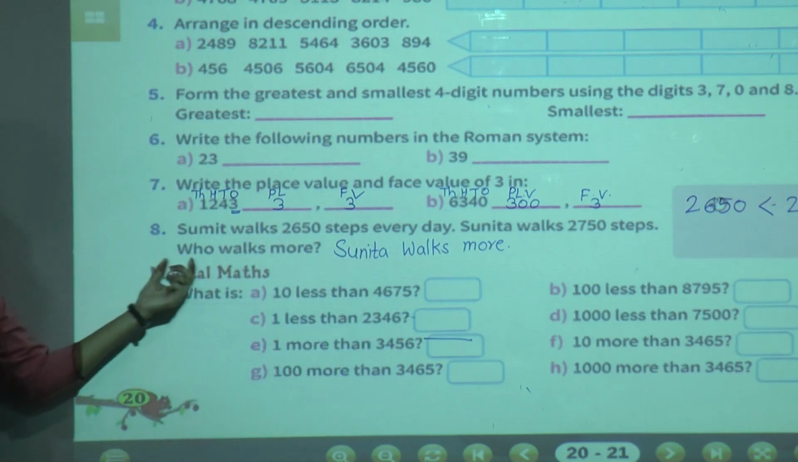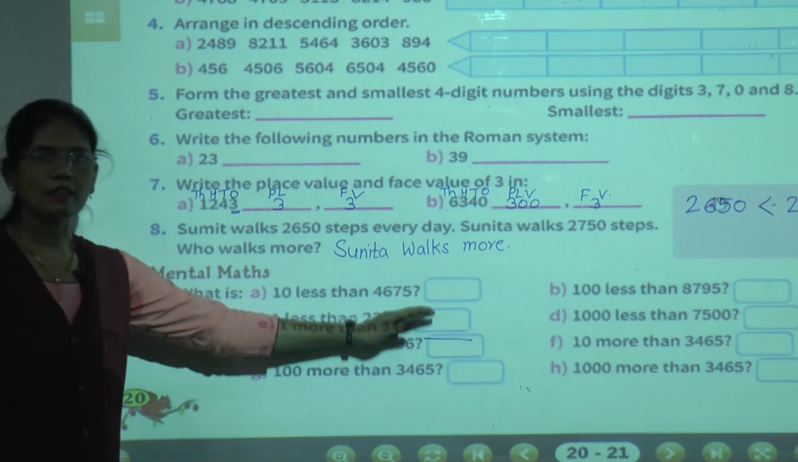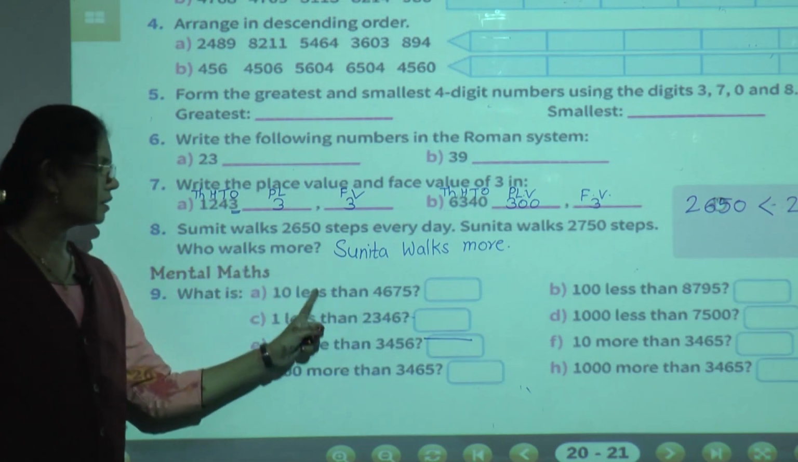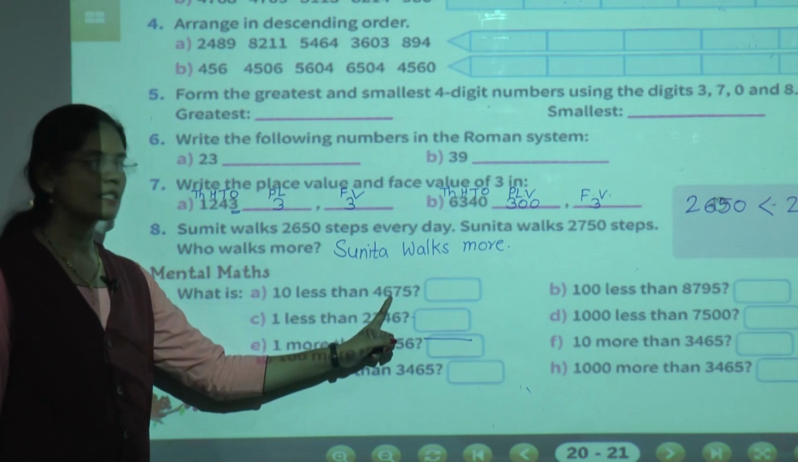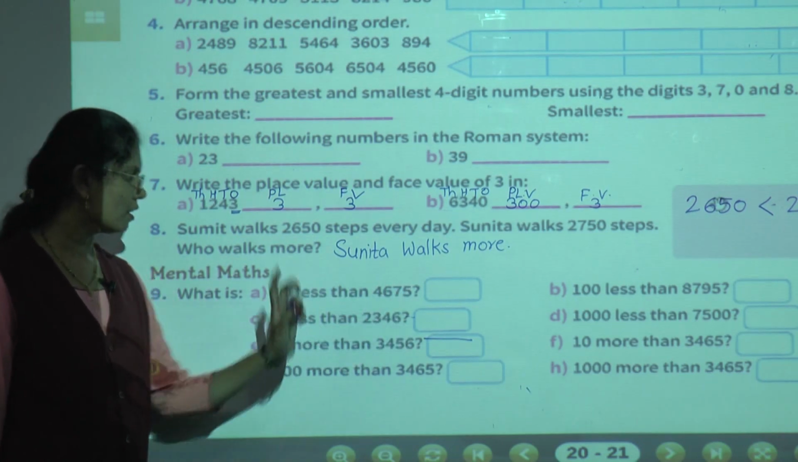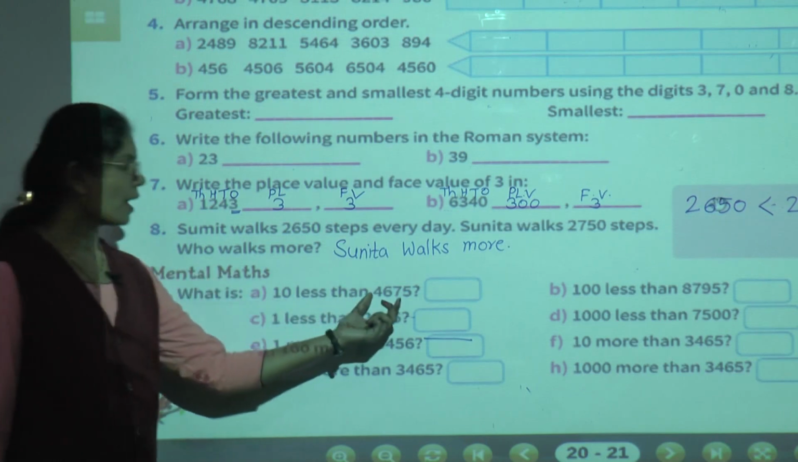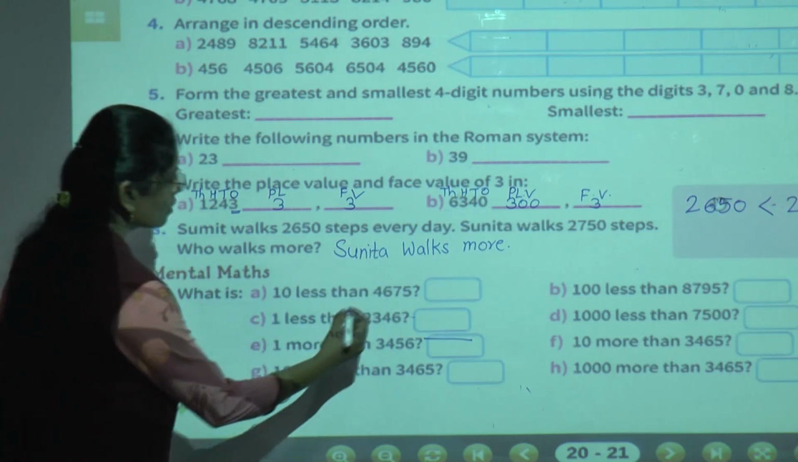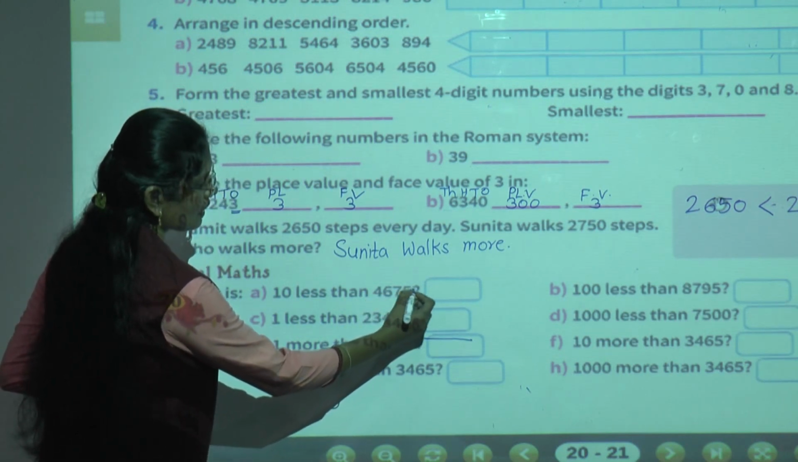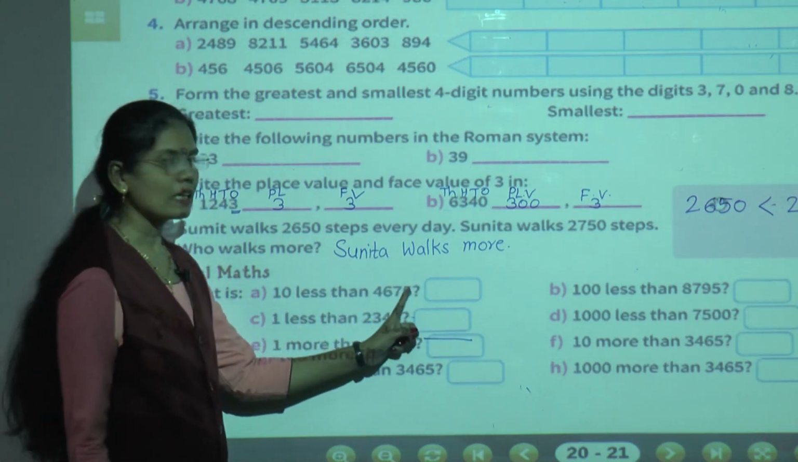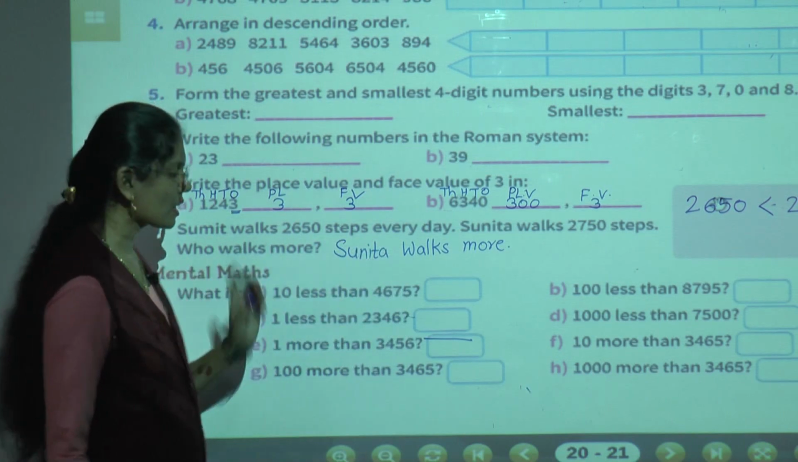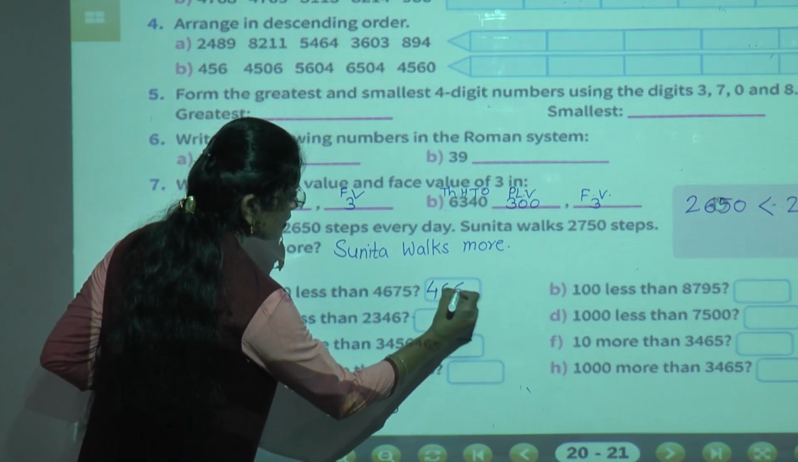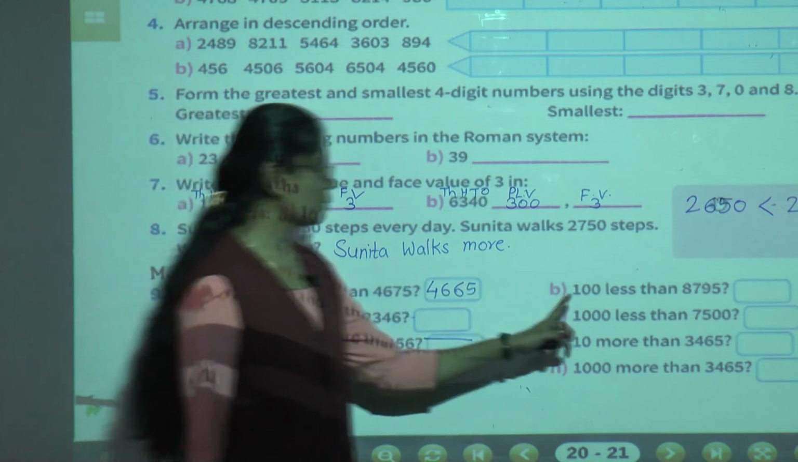Now see the mental maths. Here some questions are there that we will solve now. What is 10 less than 4675? Now what do you have to do? 10 less means you have to minus 10. So 4675 minus 10. 75 minus 10, do the subtraction. What will be the answer? 4665.